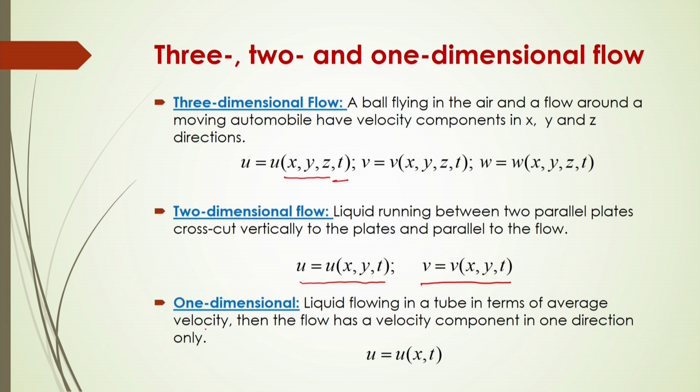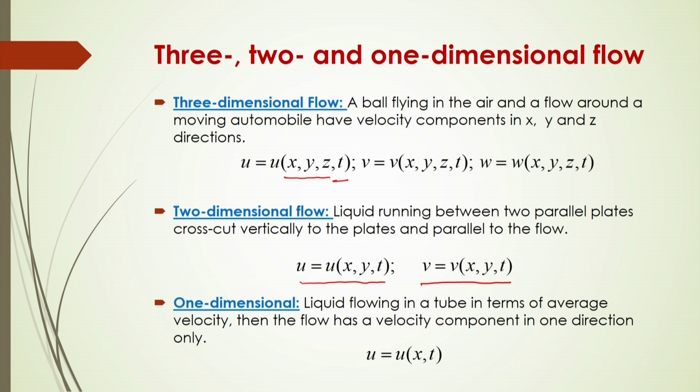Whereas, for one dimensional flow, suppose a fluid is flowing through a narrow tube; the flow will be in one dimension, with no variation of velocity or acceleration in the other two dimensions. So, it is called one dimensional flow. Liquid flowing in a tube, in terms of average velocity, has a velocity component in one direction only. So, it is one dimensional flow and is represented by u equals u(x, t). The velocity of the liquid is represented only by the spatial coordinate x and time.